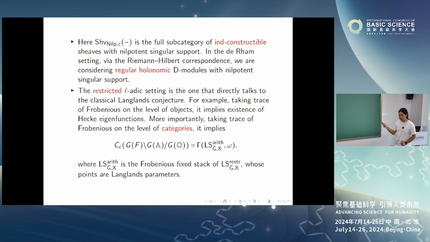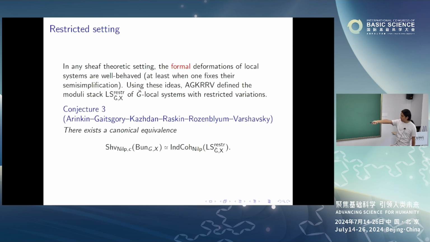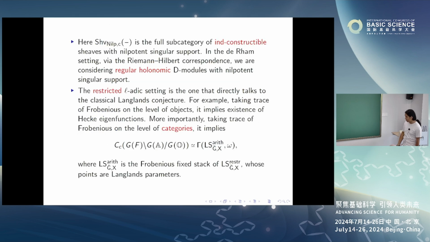So these people conjecture this equivalence, and they do have some evidence for that. In other words, in the de Rham setting, you consider regular holonomic D-modules rather than all D-modules with nilpotent singular support. So this is some category. You might already be lost by all these categories, but let me mention that this conjecture is the one that directly talks with the classical Langlands conjecture.